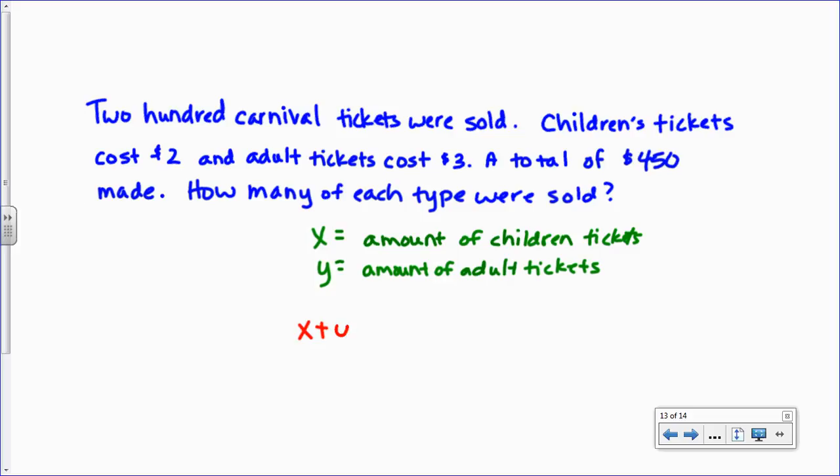x plus y equals 200. And then the second equation, 2x plus 3y equals 450. Yep, good. So each type, that tells you two variables. So if you have two variables, you need two equations. Questions like this come up on the ACT, and a lot of times you don't know that you need a system. The word each, if you're looking for more than one thing, you're going to need more than one equation.